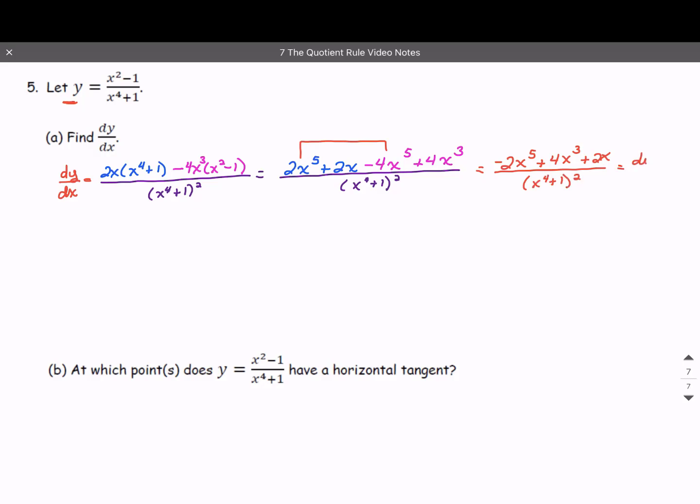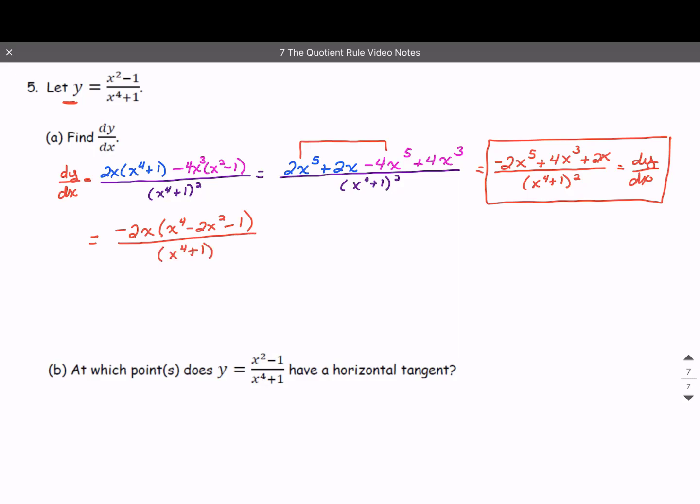Now, technically, this is an answer for dy dx. But I also know where this problem is going. So I'm going to look at, can we factor anything out of the top? If we factor anything out of the top, we would have to take out the common, let's take out a negative 2 instead of a positive 2. We'll take out a negative 2x, and that will leave us with x to the 4th minus 2x squared minus 1 all over the denominator, x to the 4th plus 1 quantity squared.